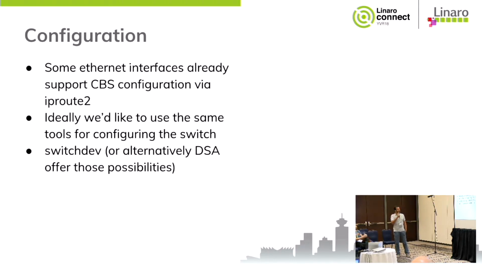The APIs that the Linux kernel offers are switchdev and DSA. They're fundamentally different. They're trying to cover different use cases. Switchdev was actually introduced by Mellanox. DSA was an independent try to configure cascaded switches on hardware.